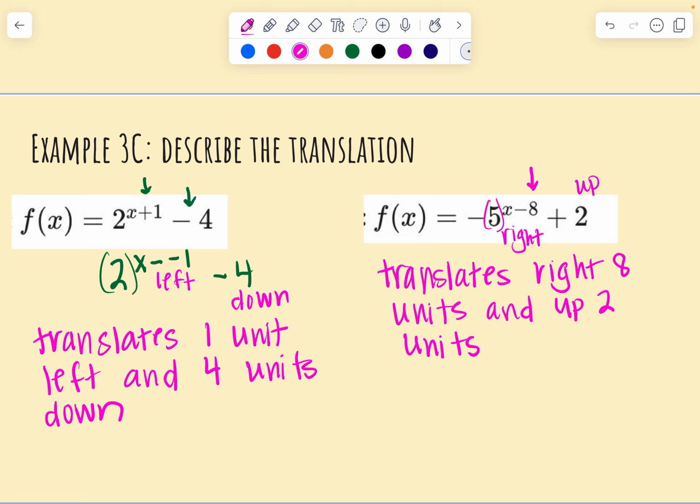I just realized I did my wording a little bit different there. You could say translates 8 units right and 2 units up. They mean the same thing.